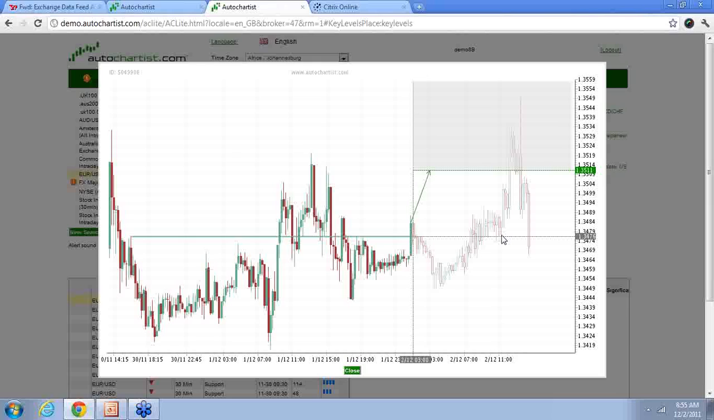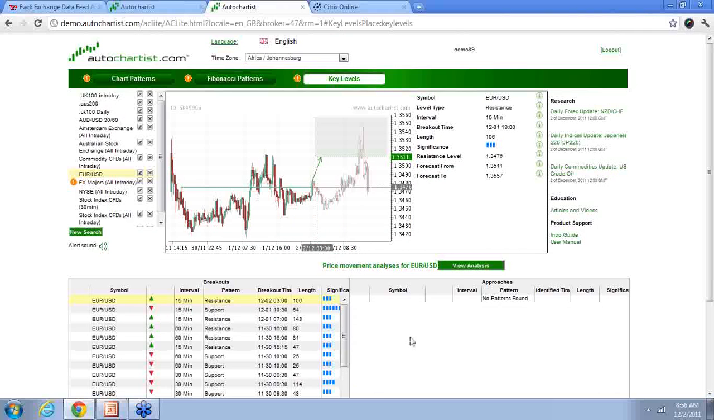Personally, I'm here to trade, so I'm going to use an indicator like Autochartist key levels because I want to trade. And what aggravates me more is I don't mind if I'm wrong, but I mind if I miss a good move. All right, that's my personality. You learn a lot about your personality when you do this, by the way.